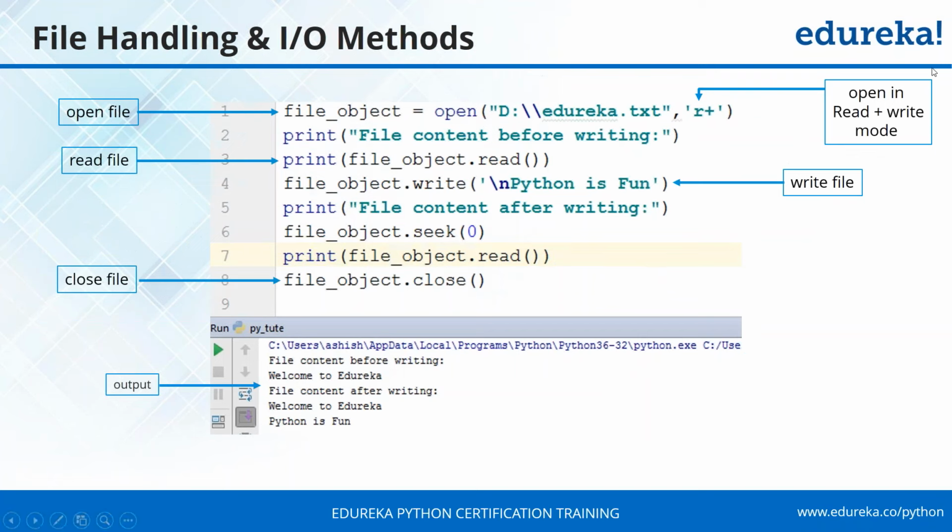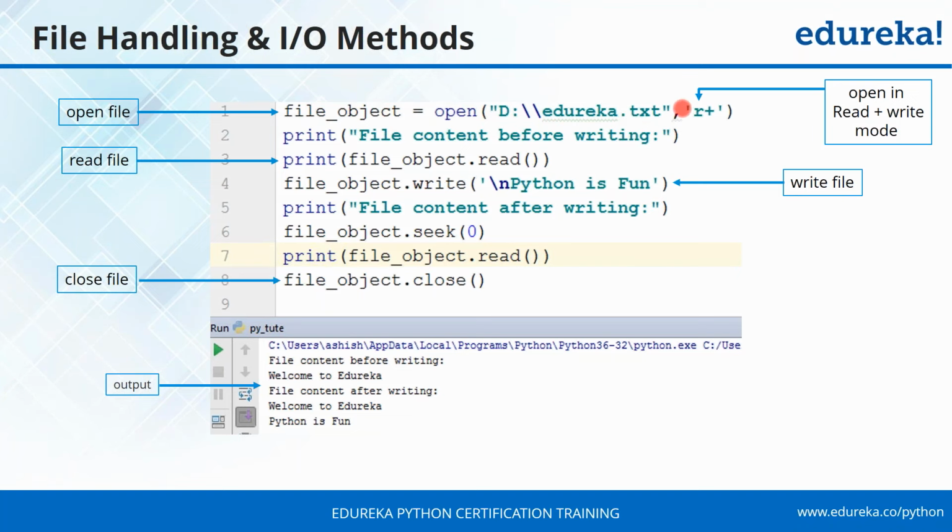Now this is an example of file handling. What you're going to be doing is using a file object. This is basically a reference to the file that is present. Then once you specify the open command, you need to specify the location of that file. There are 12 different modes in which you can open a file.